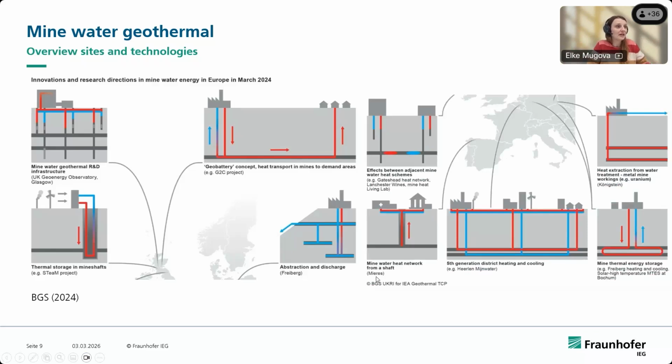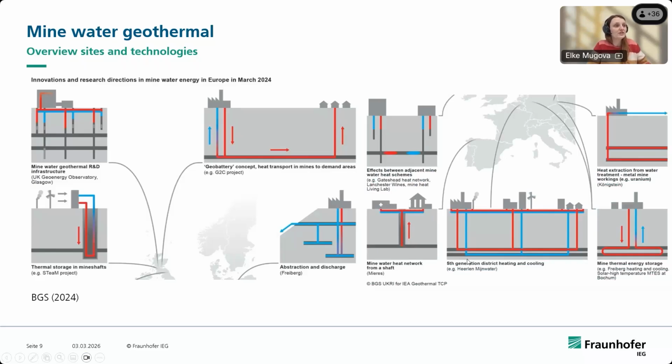Then, in Spain, they have quite large facilities as well where they access a flooded underground coal mine, and they heat and cool the entire city with it. But in the Spanish case, they don't inject the water back into the ground. They discharge the water into the next river.